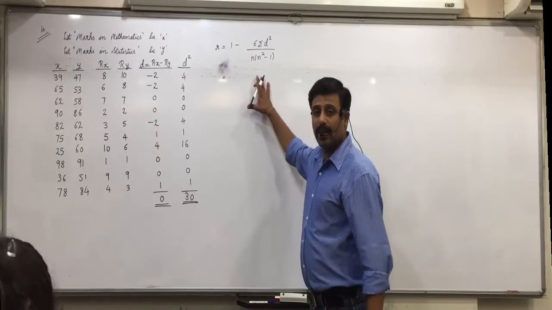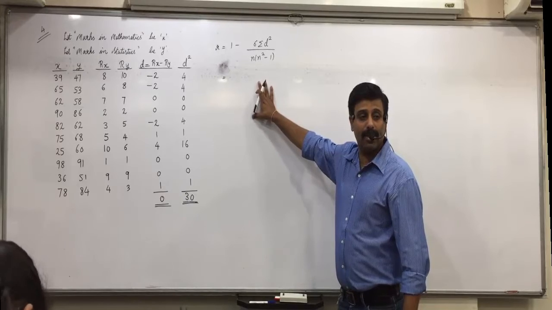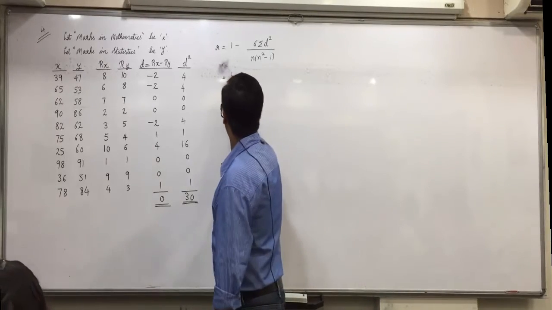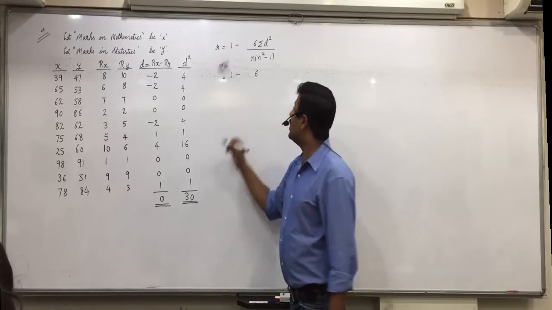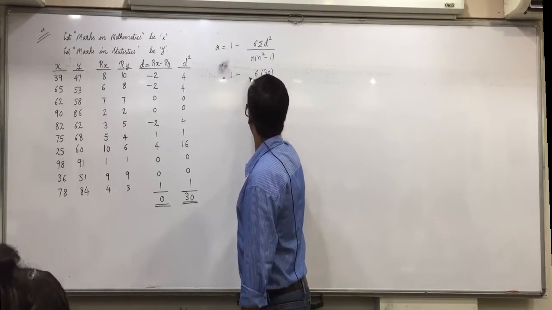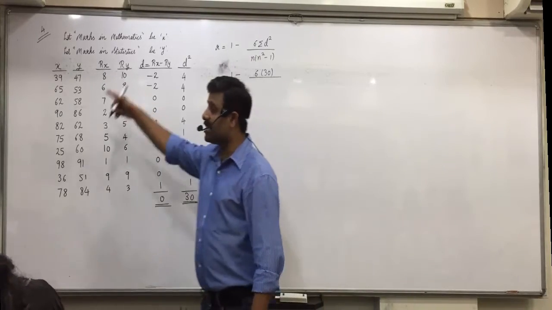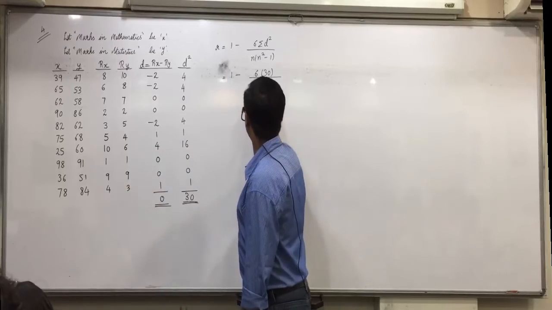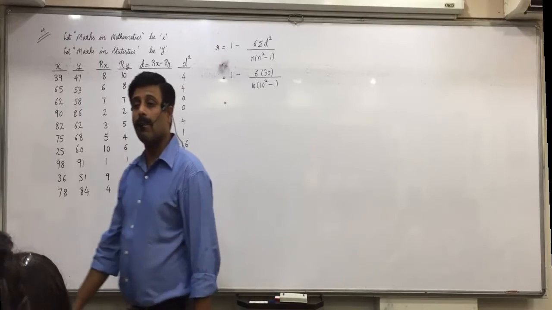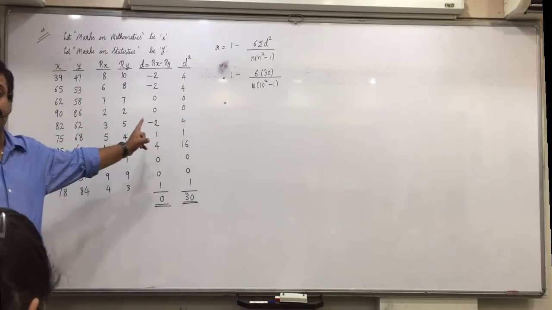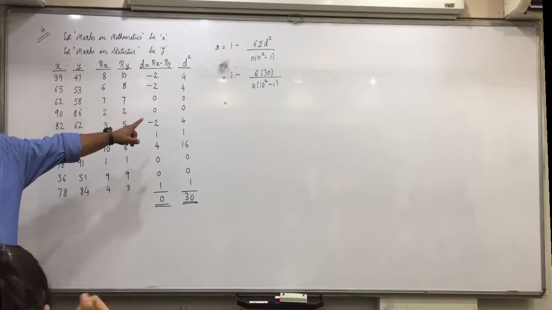Shall I proceed further? Raise your hand who is still writing up till here. Everyone has completed. Shall I proceed? So 1 minus 6 into, what did we obtain? Sigma D square. So in sigma D square we will write 30. Upon how many observations are there? 10. So n is 10. In bracket 10 square minus 1. Any confusion in this? Raise your hand who is still writing up till here.